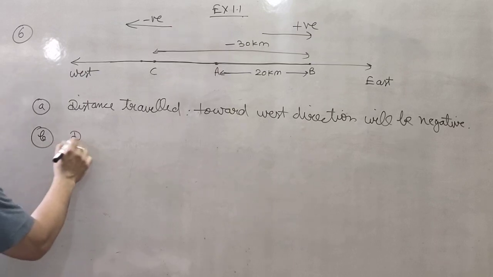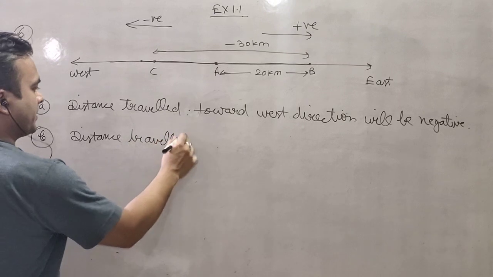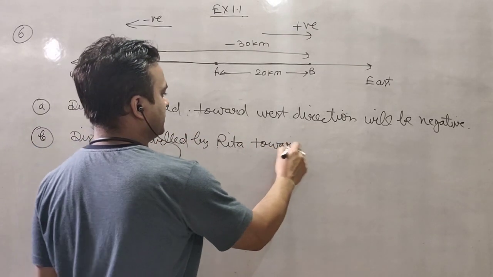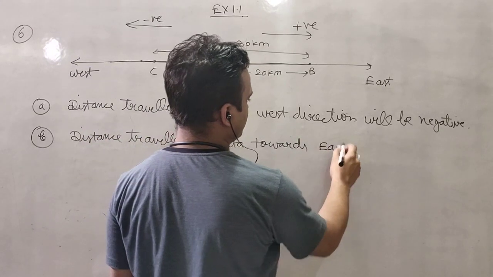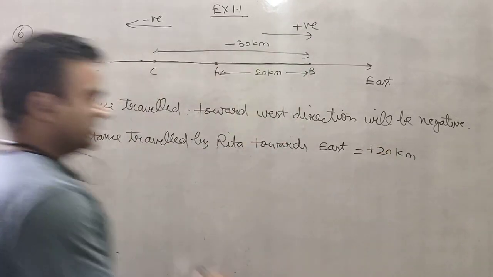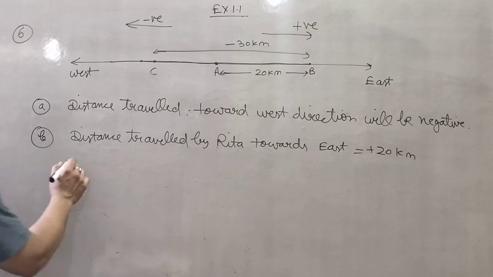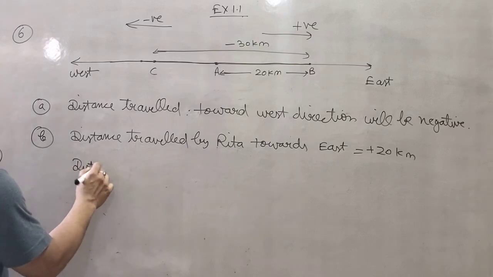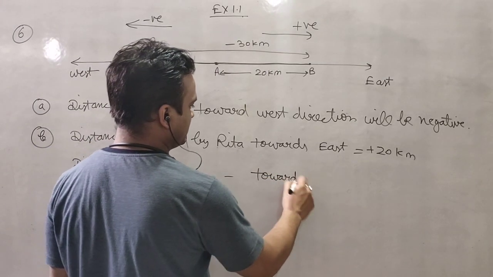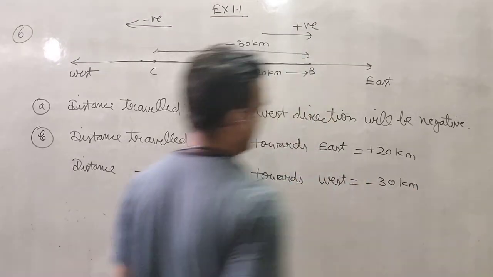So we will write here, distance traveled by Rita towards east, it will be 20 kilometer. I am taking plus because it is the east direction. According to the question you have to take positive. Then distance traveled by Rita towards west, it will be minus 30 kilometer.